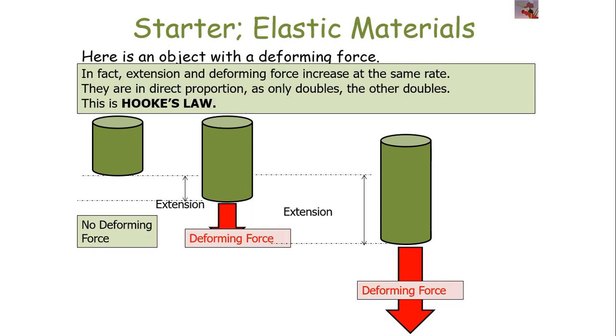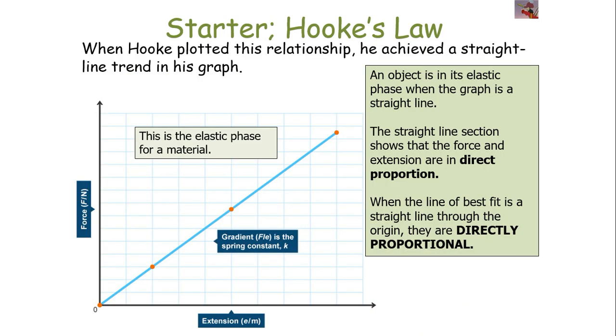Now, in fact, Hooke realized that the extension and deforming force were in direct proportion to each other, which is now known as Hooke's law. Now, when Hooke plotted this relationship on a graph, he achieved a straight line trend in his graph. Now, this was again proof that force and extension are in direct proportion because we've got a line of best fit here with a straight line through the origin. And if you ever see a graph with a straight line through the origin, the two factors of the graph must be in direct proportion.